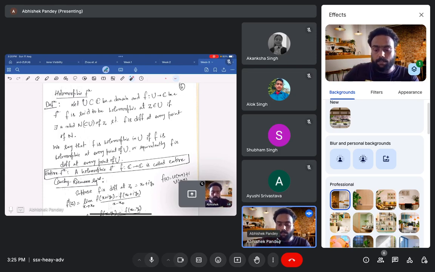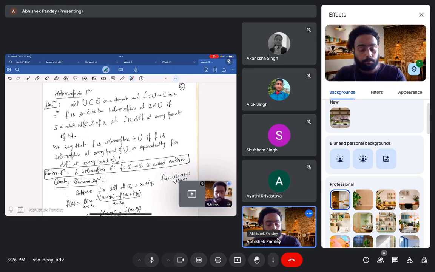So obviously we say that f is holomorphic in this whole domain U if it is holomorphic at every point of U. So basically, if a function is holomorphic at z naught, it means there exists a neighborhood N in which it is differentiable. So basically f is holomorphic in this neighborhood also. So holomorphicity is a kind of property in a neighborhood, in an open set.